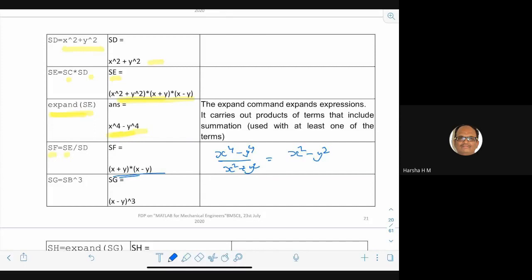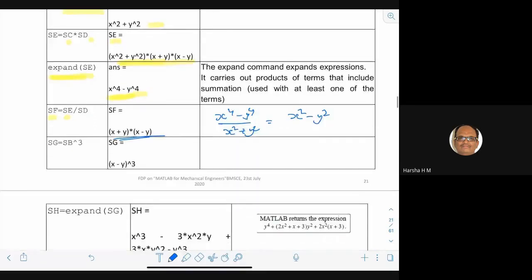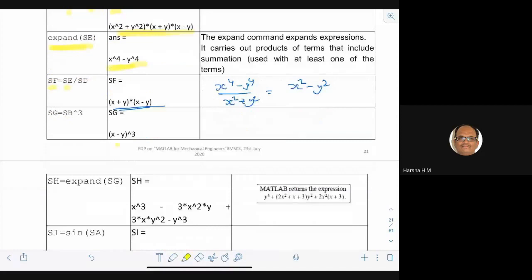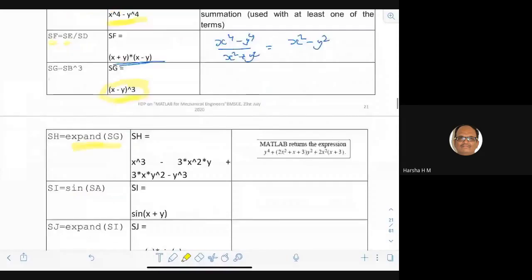Okay, similarly, SG is equal to SB cube. If you try to say SB is x minus y, and therefore when you take the cube of that, and you say expand this, the output of this is only this much. But when you use the expand command, the formula x cube minus 3x square y plus 3xy square minus y cube will be given.